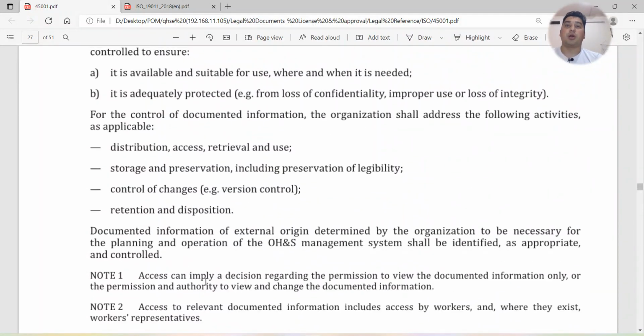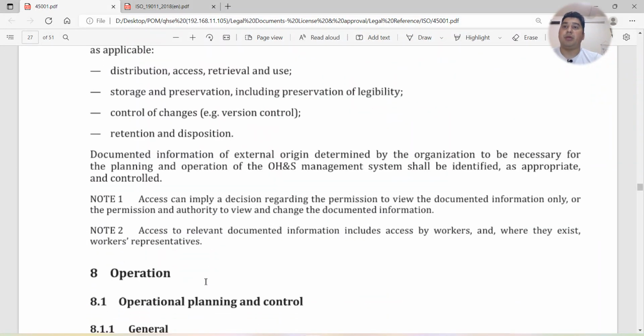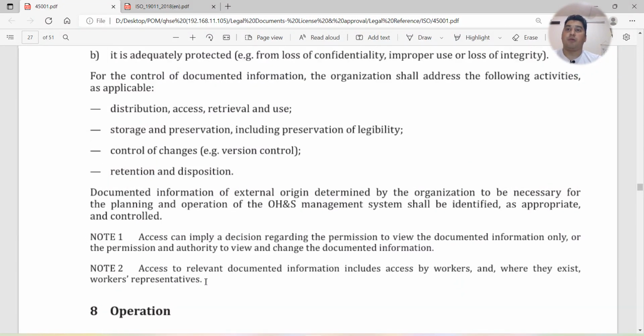So that's all for clause number 7. And that's all for today's training. In the next training, I will start clause number 8, which is operational planning and control. So that's all for today's training.